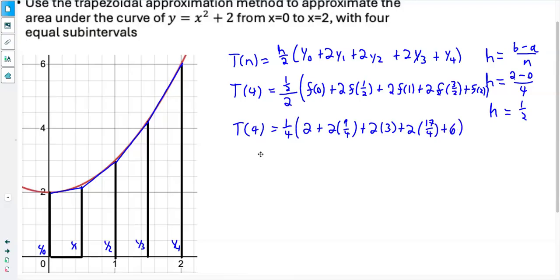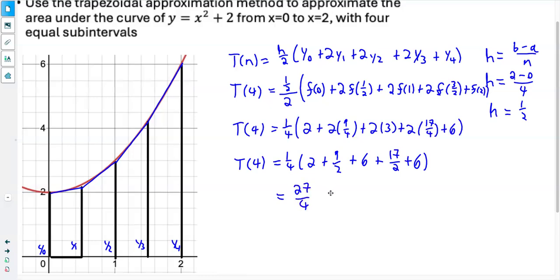So we'll just simplify this a bit more. So we've got T4 is equal to 1/4 times 2 plus 9 over 2 plus 6 plus 17 over 2 plus 6. And going through and simplifying that gives us 27 over 4, which is 6.75.